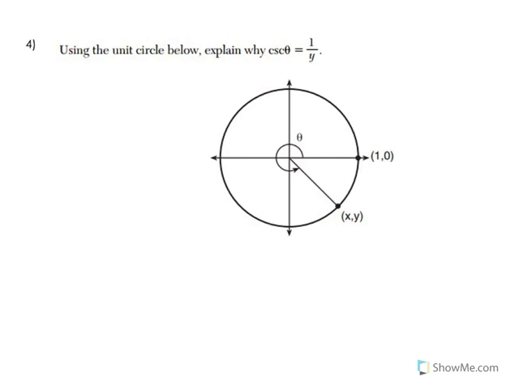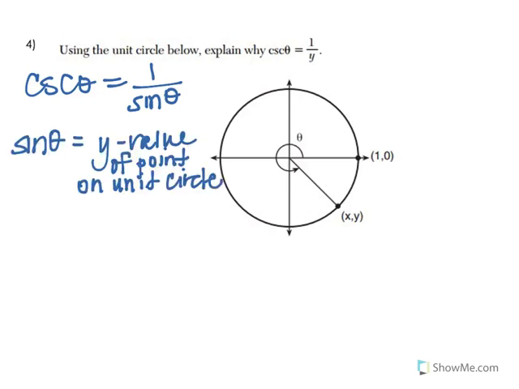All right, number 4, using the unit circle below, explain why cosecant theta is equal to 1 over y. This one doesn't have to do with the Pythagorean identities, but I thought it was a good little practice Regents question because we haven't been talking so much about reciprocal functions lately. So keep in mind that cosecant is the reciprocal of sine. And we also know that the y value of a point is equal to sine of theta. So if I put those two facts together, then that must mean that cosecant of theta has to equal 1 over y.